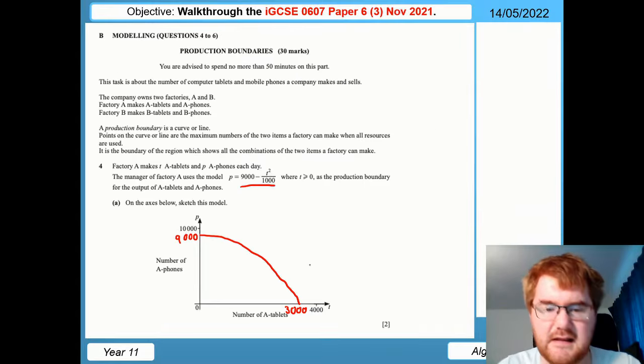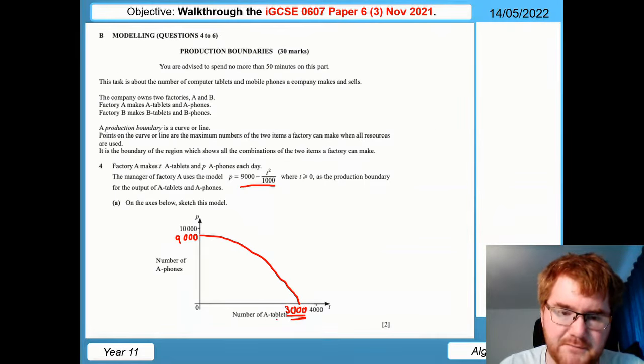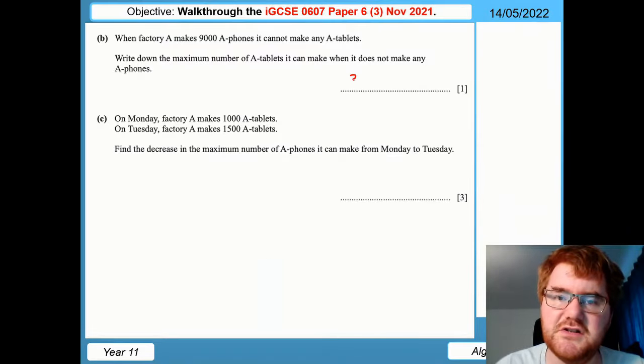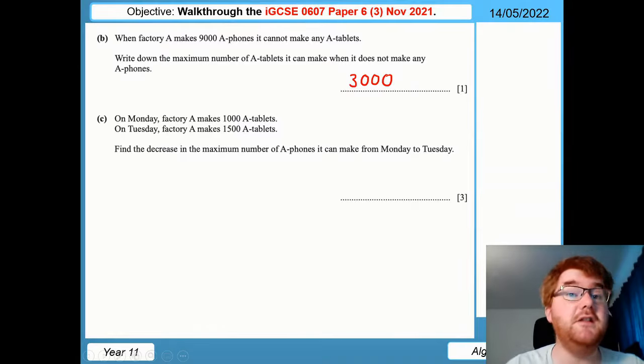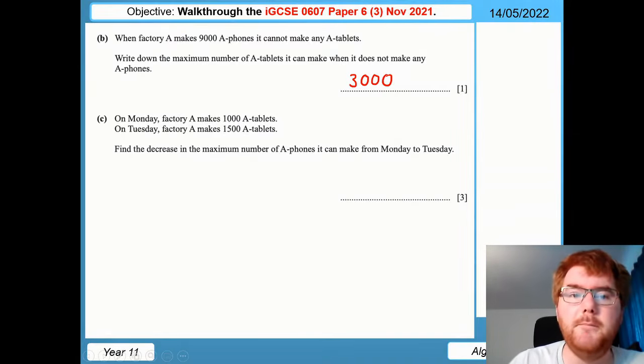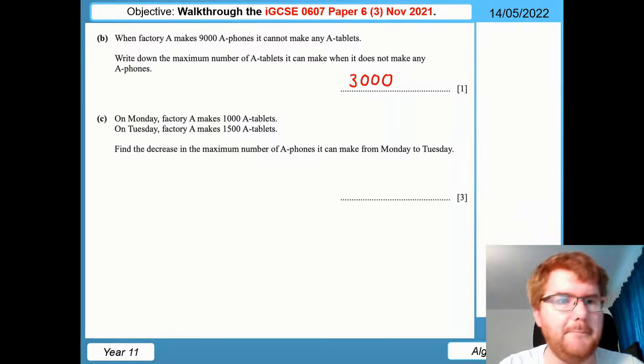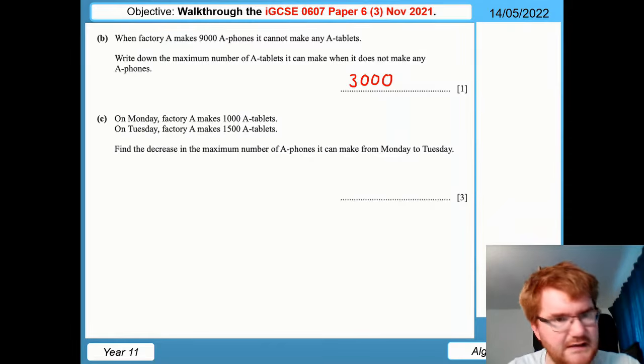So notice this number here, 3,000. So when we make 3,000 tablets, we make 0 A phones. So this question just wants us to interpret the graph and the numbers that we've just generated for part A. So all we need to do is write down 3,000 A tablets, because that's when no A phones are produced. And this question again takes the graph and then uses it in a slightly different way here.